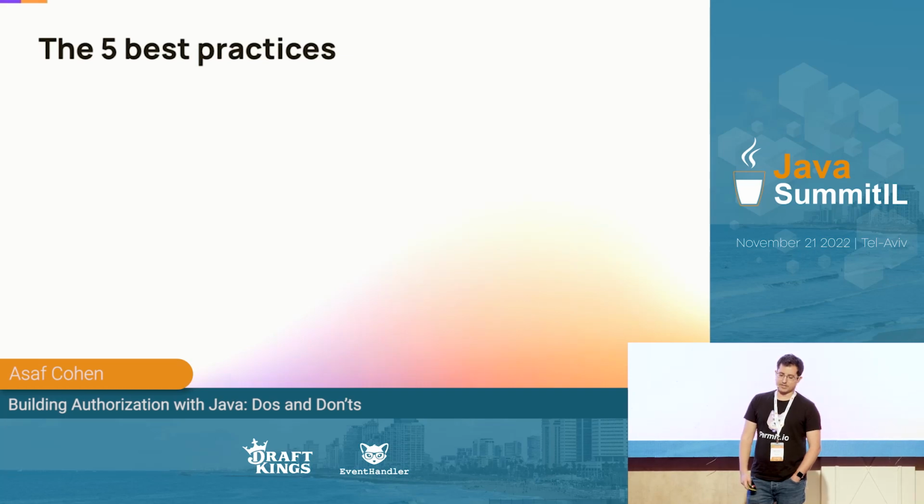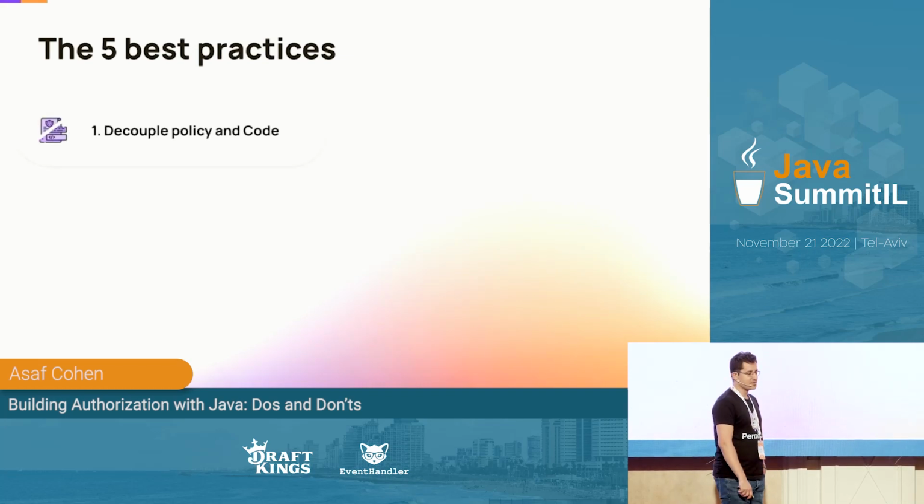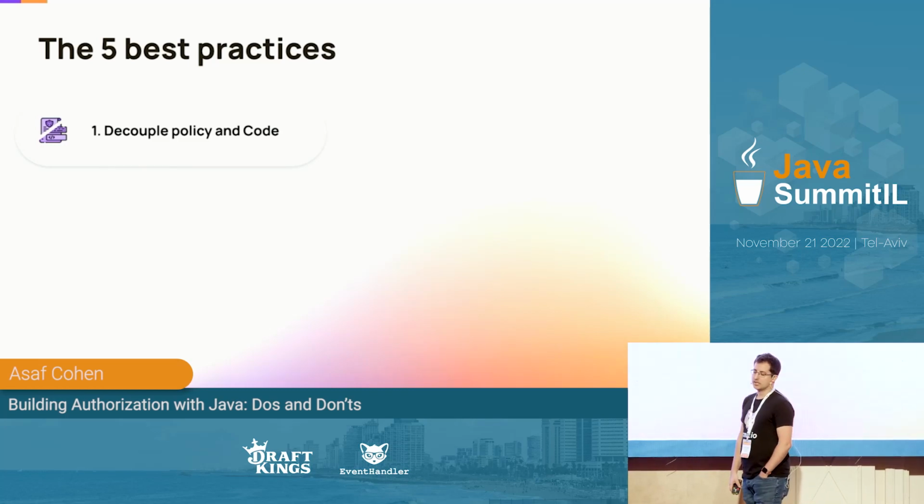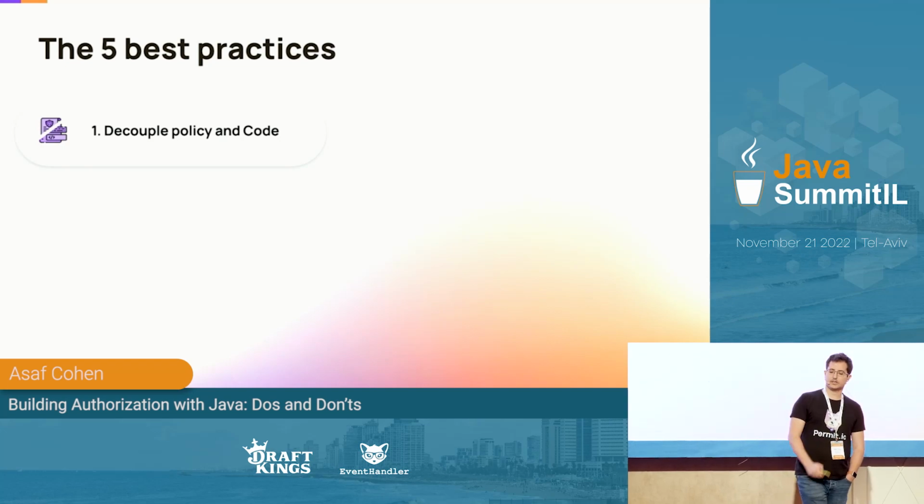So what you want to do is to plan for your next refactor by following the best practices. So let's talk about the 5 best practices. The first one is you want to decouple policy and code. I know that I'm stressing this at least 5 times, but please do. Have one service for policy, and you typically want policy as code, which I'll talk about in a second.